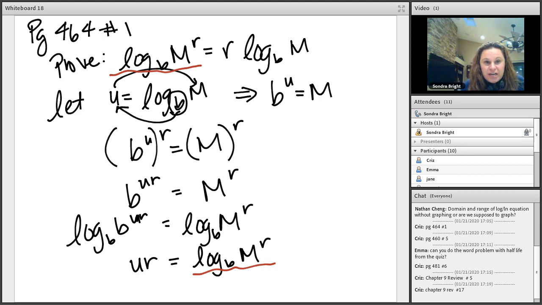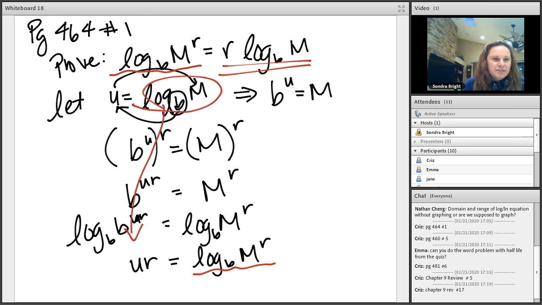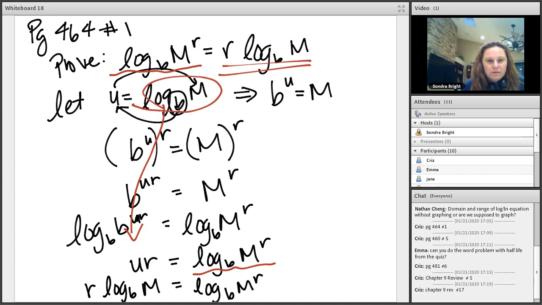I just need to change this guy to be r times log base b, but I know that u is log base b of m, and I'm going to replace the u with it, and it's u times r, so that means this is r times log base b of m is equal to log base b of m to the power of r. And there you go. It's flip-flopped, but it's the same thing.